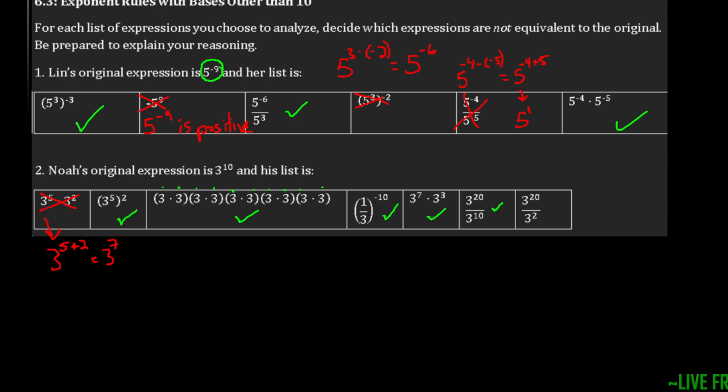so for that last one we're going to subtract the exponents since we have division, and so that one's going to be wrong since this is going to be 3 to the 20th power minus 2 in the exponent, which is equal to 3 to the 18. So that's why that one's wrong. So again, make sure you're seeing those exponent rules that we've been working with.